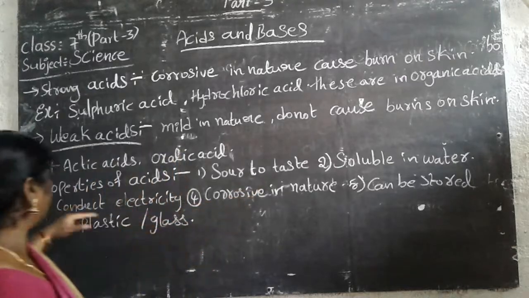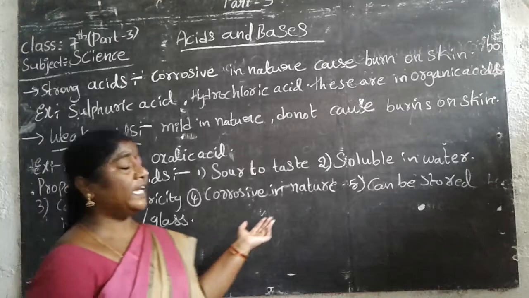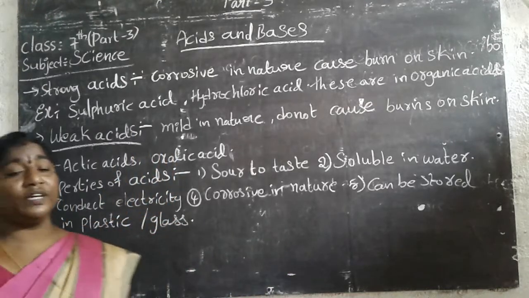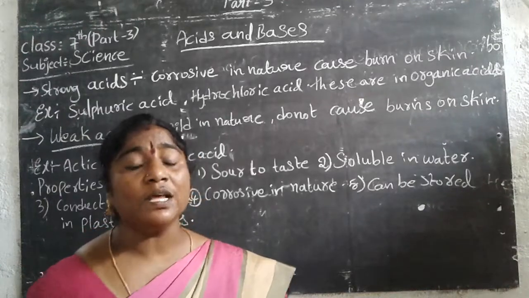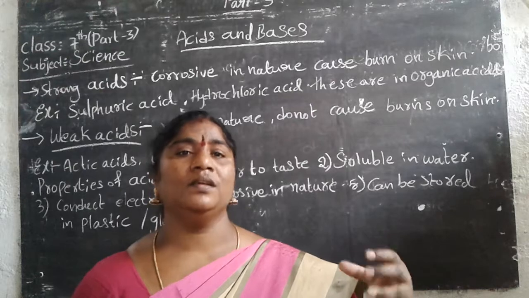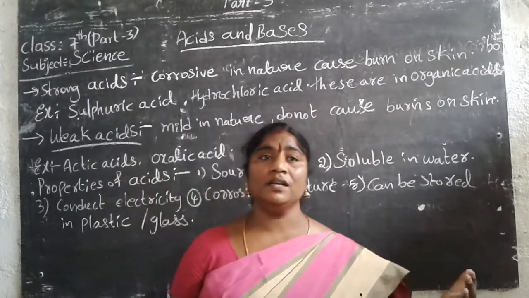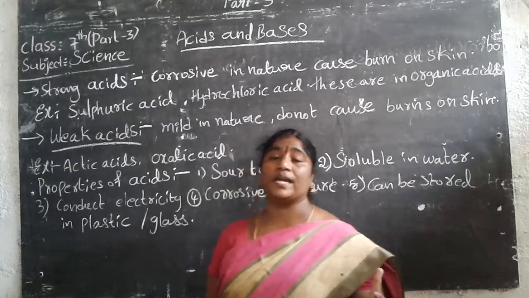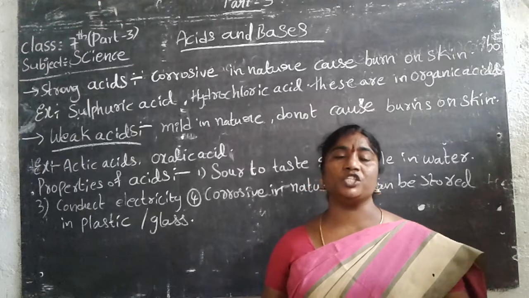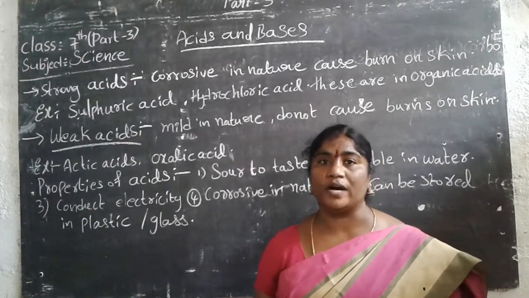Acids are soluble in water, conduct electricity, are corrosive in nature, and can be stored in plastic or glass. Yes, we can store them in plastic or glass, but we cannot store them in metal things, because the metal reacts with the acids, changes to another form, and it is harmful to us.